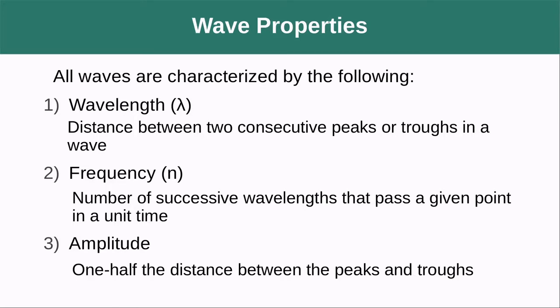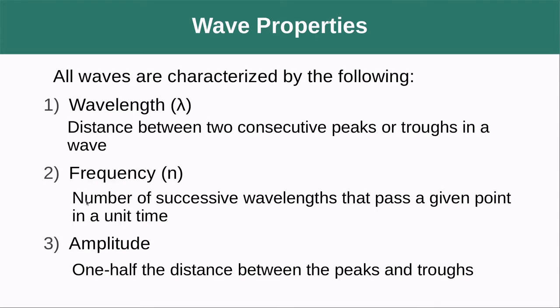How do we characterize these waves? So we've talked about a spectrum. They're all different, right? So there's different points in this spectrum. How are we going to quantify that? Well, we have three descriptors right here. We have the wavelength. This is the distance between two consecutive peaks or troughs in a wave.